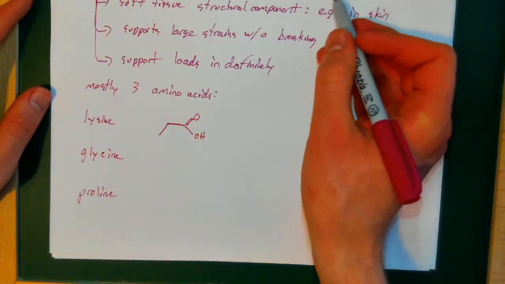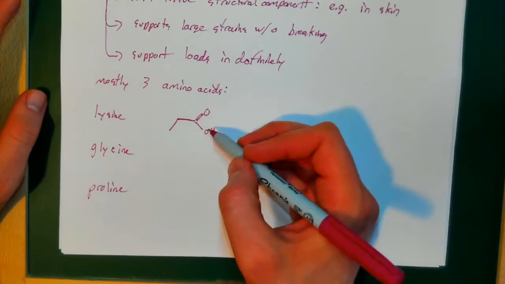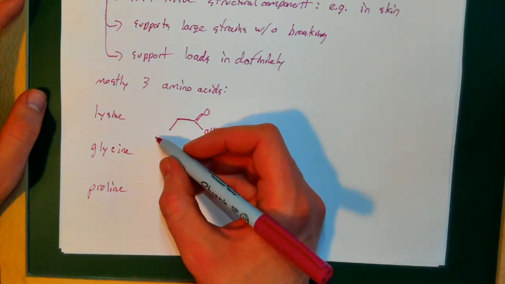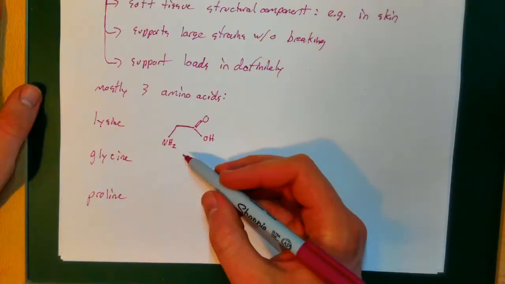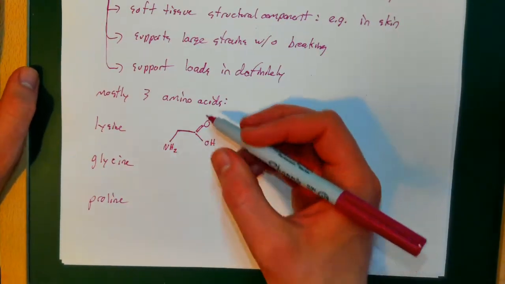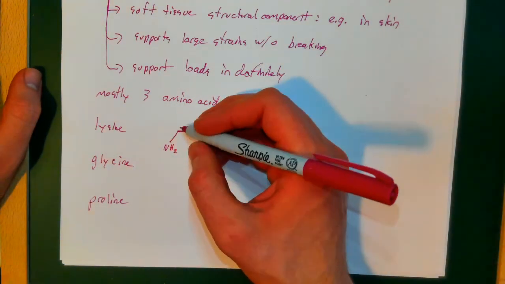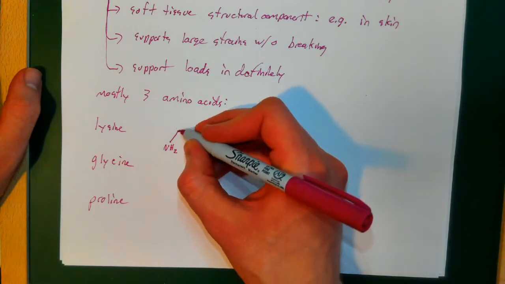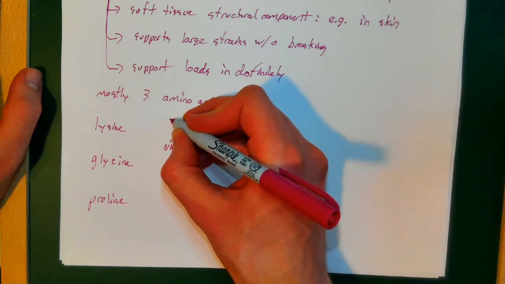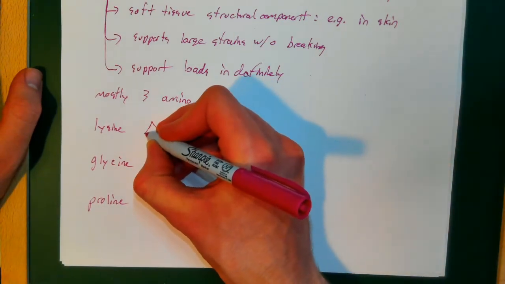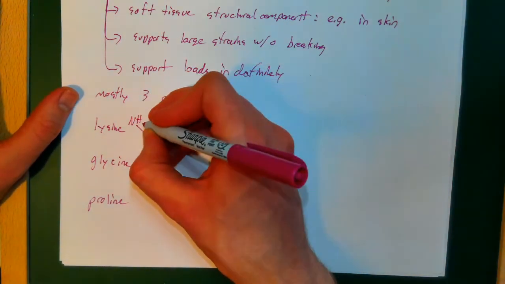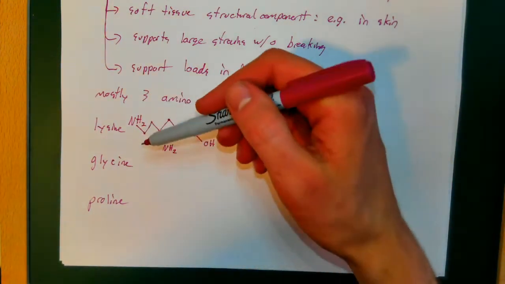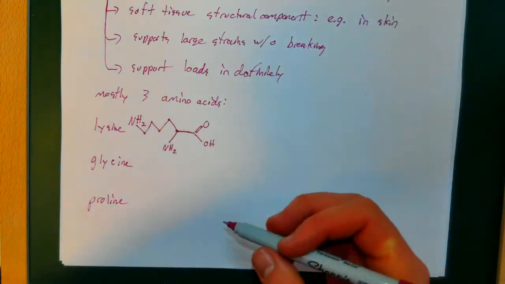So remember, amino acids have a carboxylic acid group right here, and they also have an amine group, an NH2. Lysine is kind of cool in that it actually has an extra chain with an NH2 over here. So lysine basically has two of these amine groups.